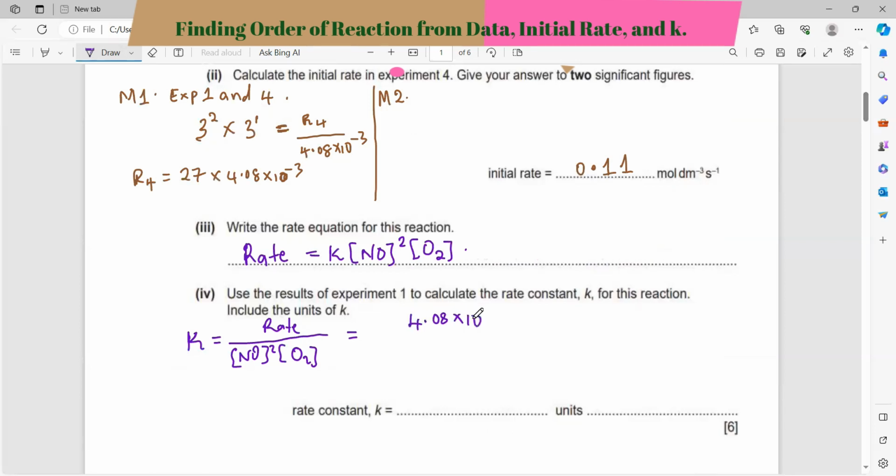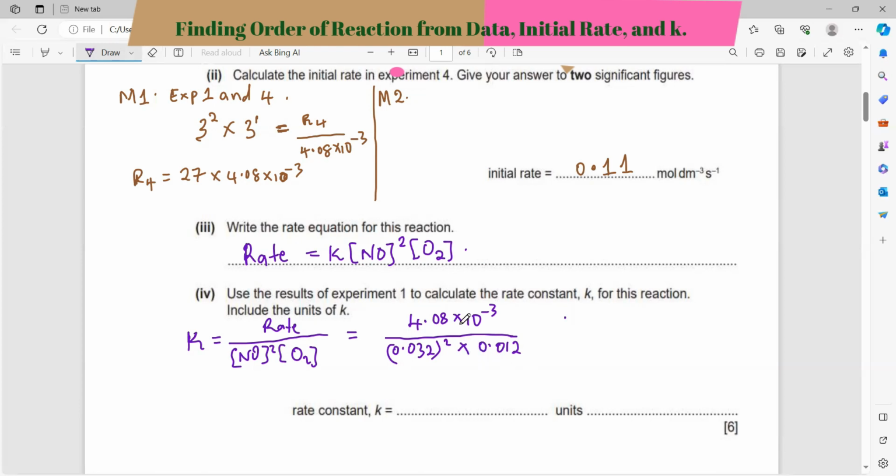So you have 4.08 10 to the negative 3 divides 0.032 square multiplies 0.012. You can check that out. And when the units are concerned, you would have just put moles. I'll go to yellow. For my yellow, let me solve this first.